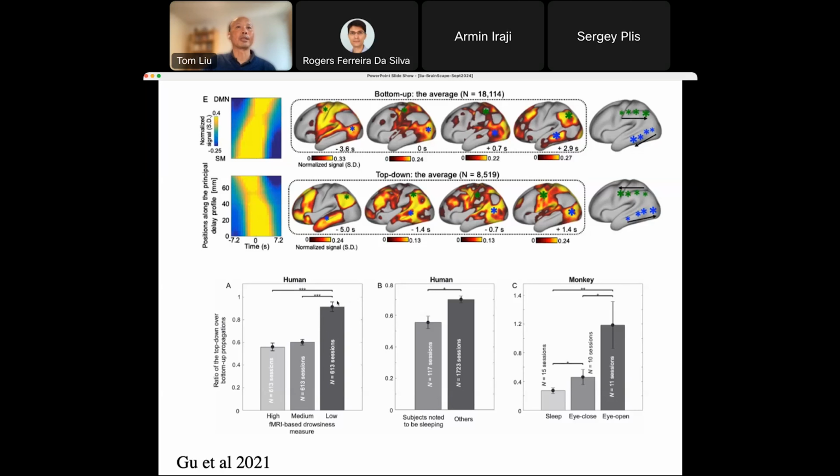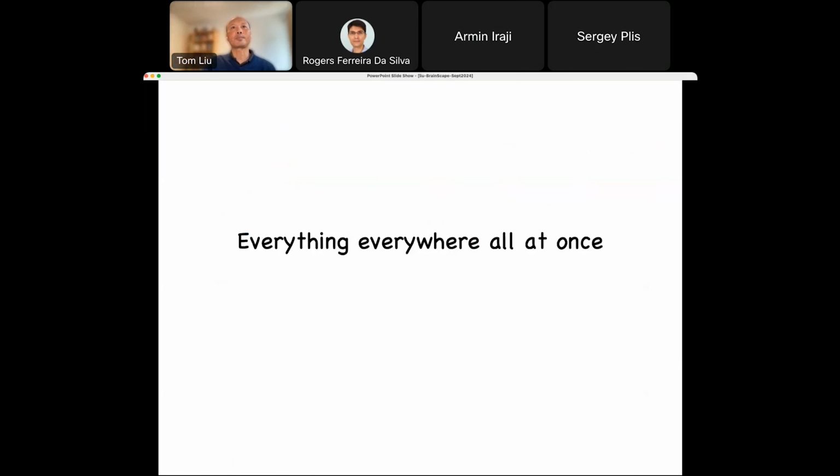So essentially, signal propagating from the higher order areas down to the lower areas seems to be enhanced when you're less drowsy, and then it decreases as you become more drowsy. And interestingly enough, they found this both in humans and in monkeys, indicating that there is something that's conserved across species in how the global signal operates.